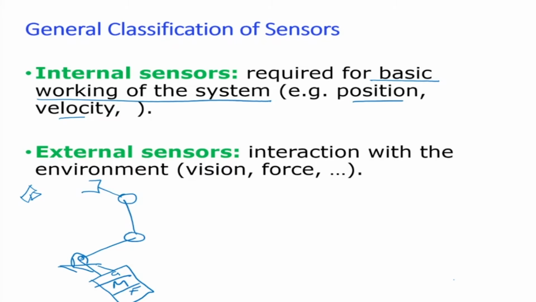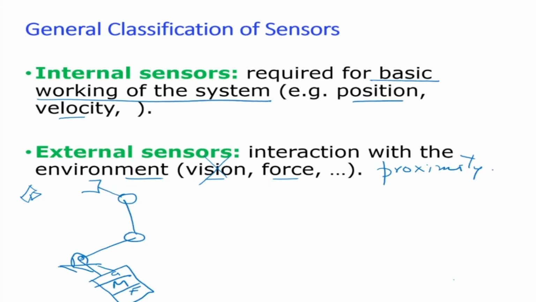Whereas there are other kinds of sensors which are required for interaction with the environment. For example, vision, force torque sensors, then proximity sensors. These are sensors by which the robot interacts with the environment. Now if anything goes wrong in the external sensor, for example if the vision sensor goes bad, then the interaction with the environment will go down, but the robot will still function. That is the fundamental difference between an internal sensor and an external sensor. Internal sensors are required for basic working of the system; if the sensor goes bad, the system cannot function. Whereas external sensors are for interaction with the world.